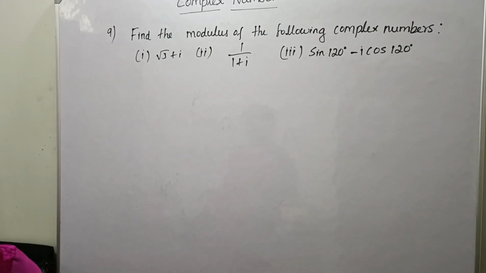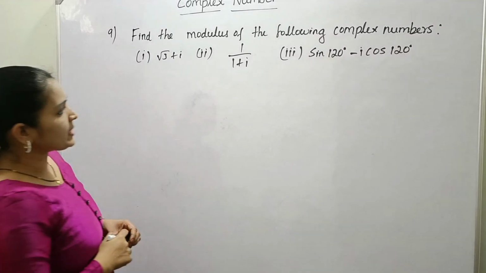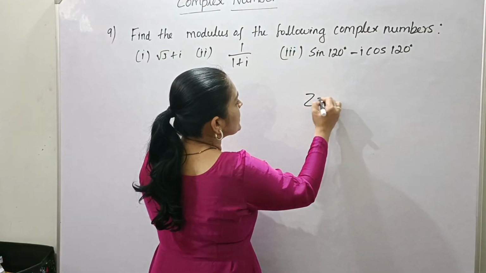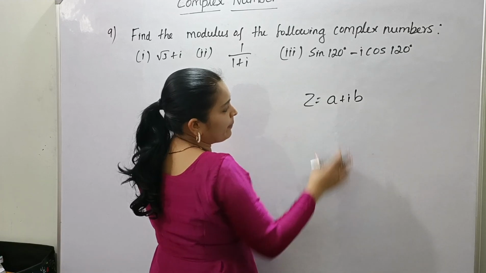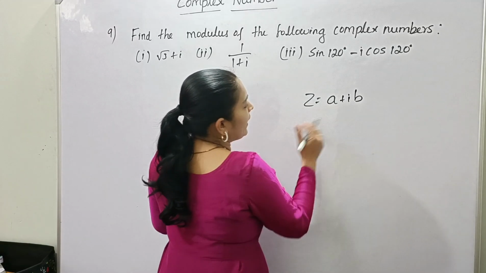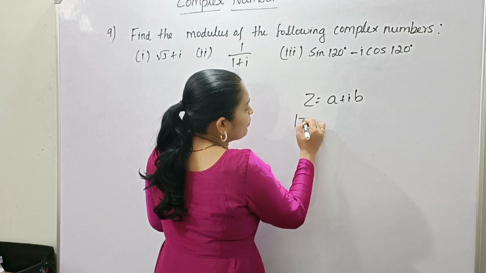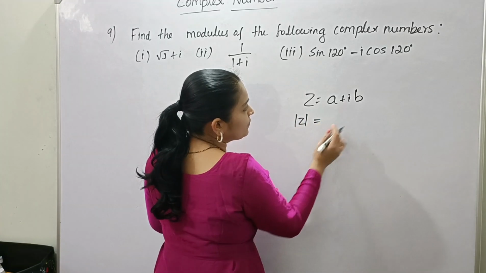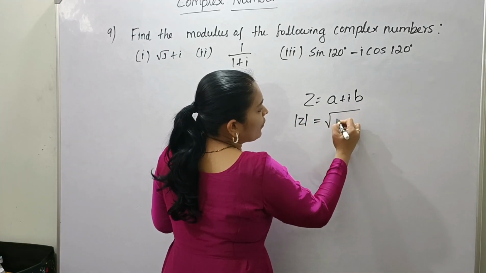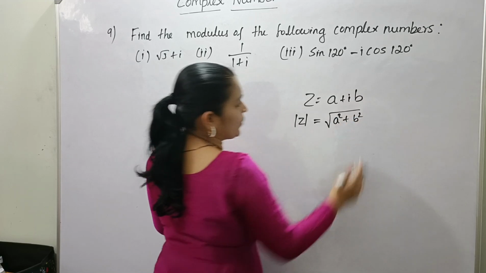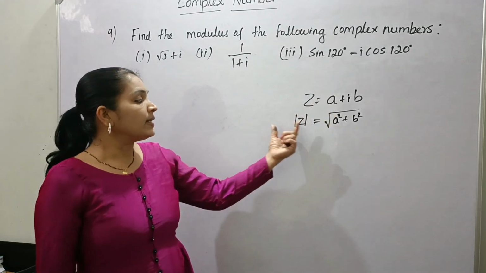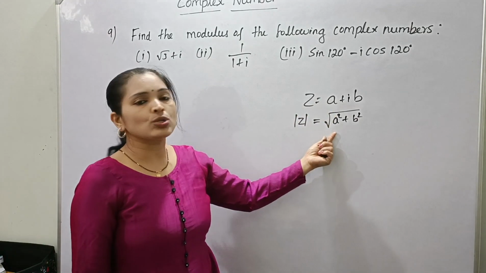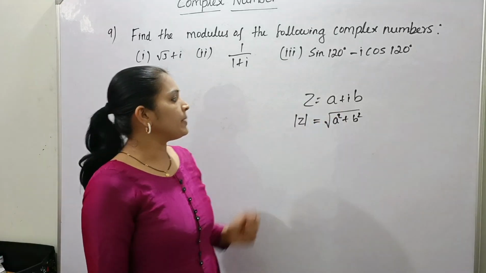Next question. Find the modulus of the following complex numbers. See here, if z = a + ib is a complex number, then its modulus is |z| = square root of a square plus b square. Okay, z = a + ib is a complex number, then modulus of z is equal to square root of a square plus b square.